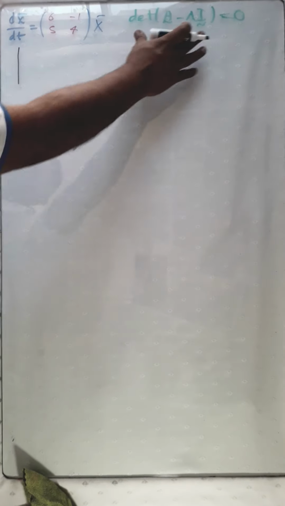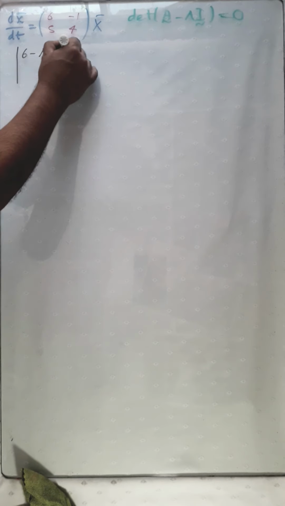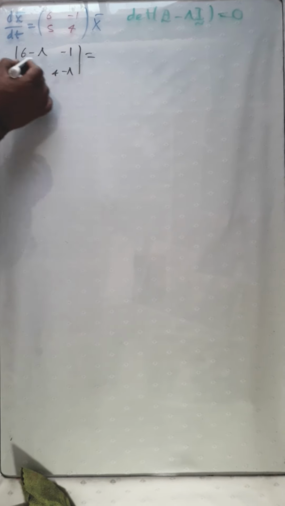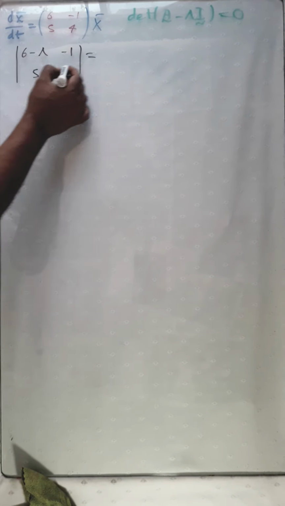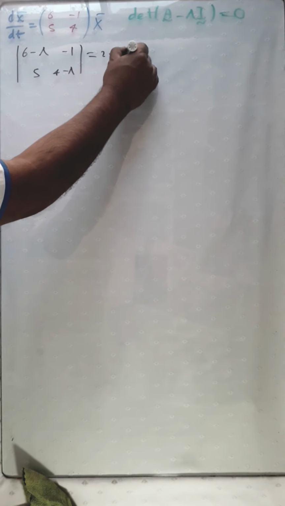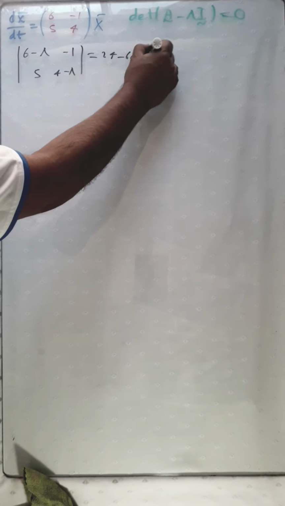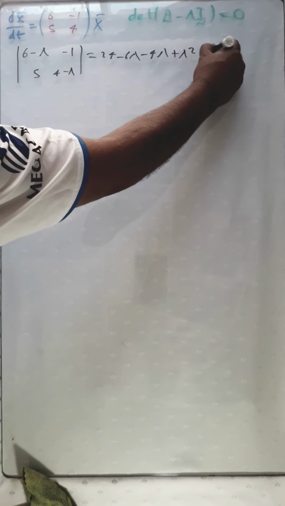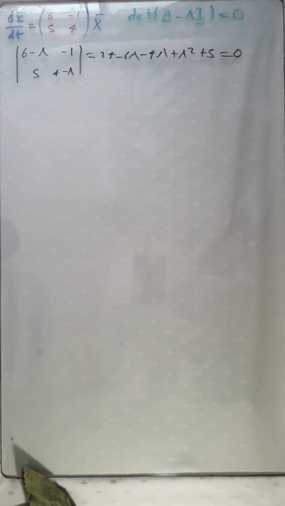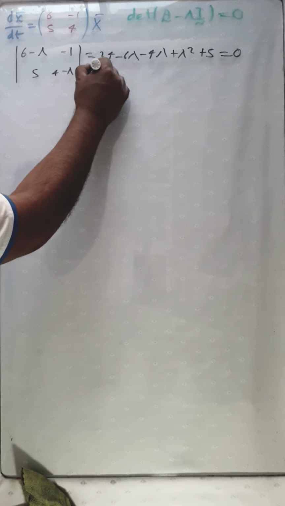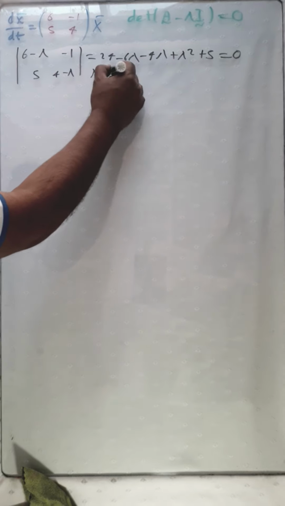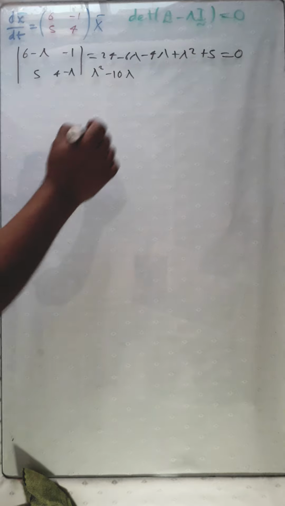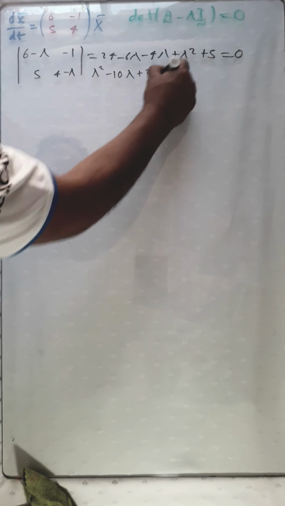Using this formula, it is going to be 6 minus lambda, minus 1, 5, 4 minus lambda. And let's do the multiplications here. 6 times 4, 24, minus 6 lambda, minus 4 lambda, plus lambda squared, and then plus 5, and that should be equal to 0. And then let's organize this by lambda squared, minus 10 lambda, and then 24 plus 5 is equal to 29, equal to 0.